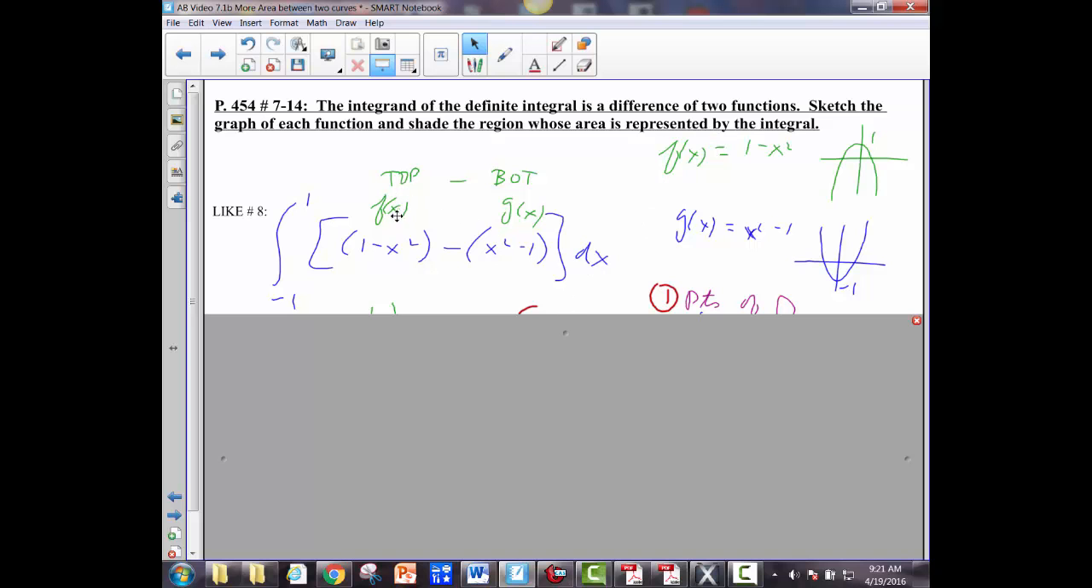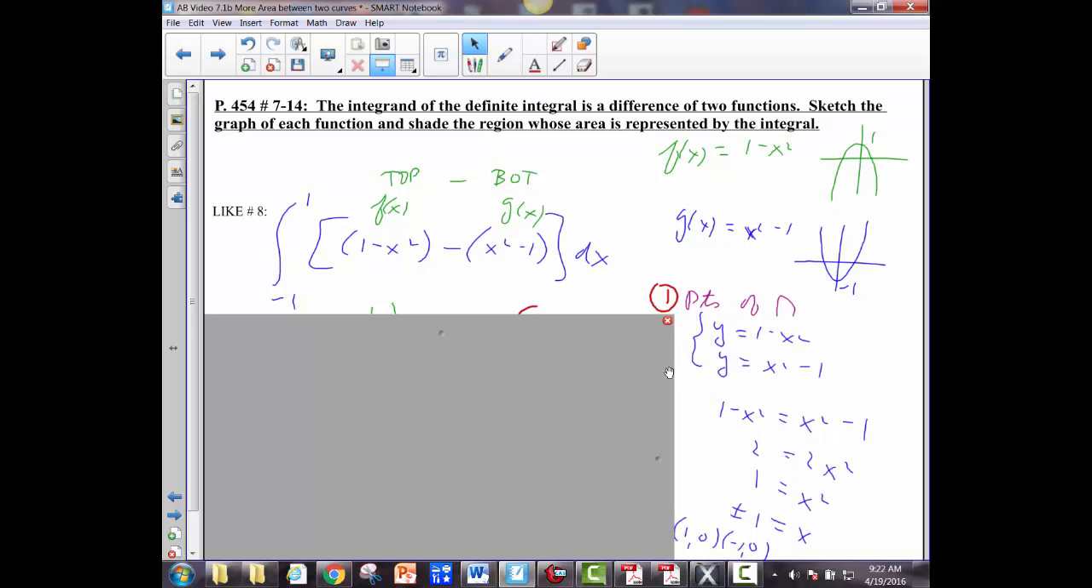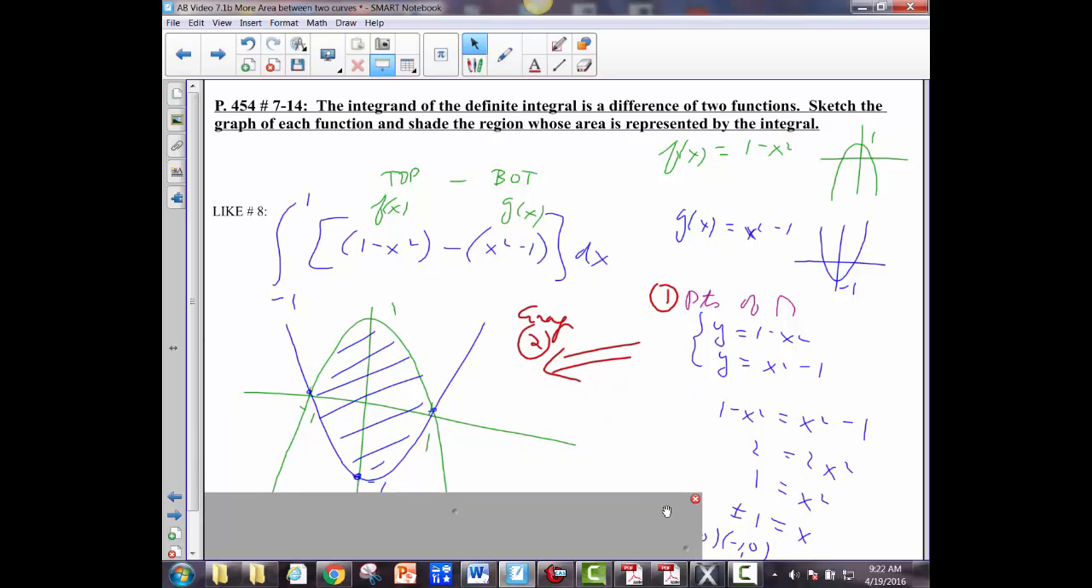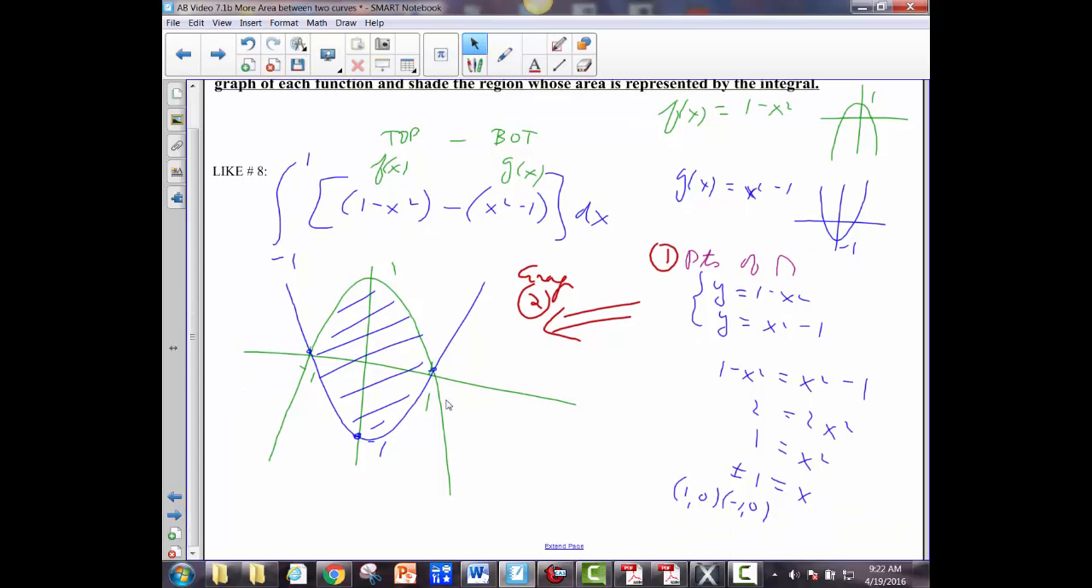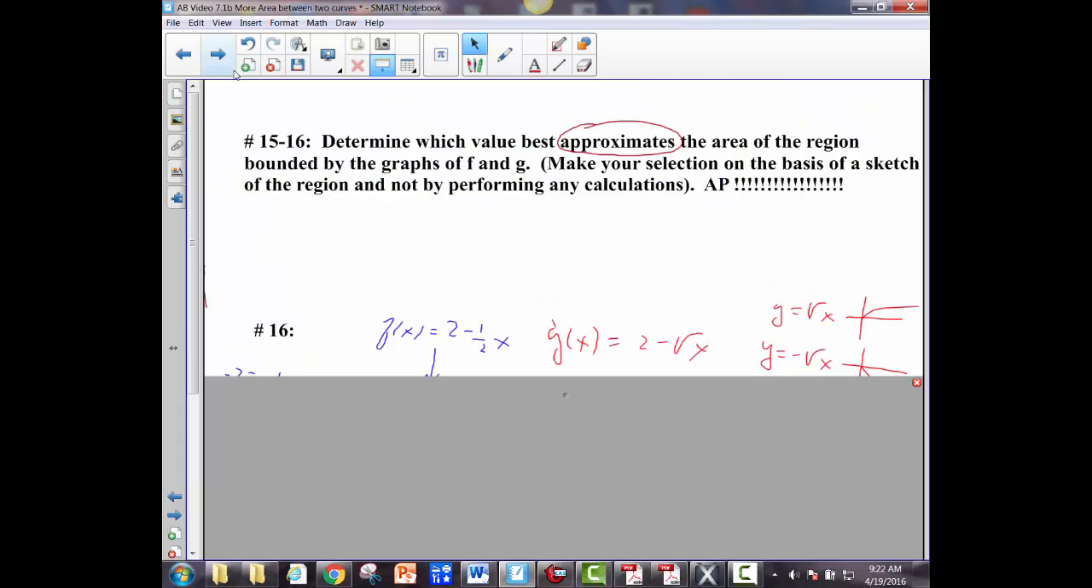So my top graph, I'll call it f of x, is 1 minus x squared, which of course you know looks like this. And my bottom graph, I'll call it g of x, is x squared minus 1, which looks like this. You are going to need those points of intersection. And when you solve the system, set them equal to each other, you get plus or minus 1. So, as it turns out, when you plug 1 or negative 1 into either equation, you're going to get 0. So they actually intersect at their x-intercepts, which happen to be the same. And that's all they want, is a picture.